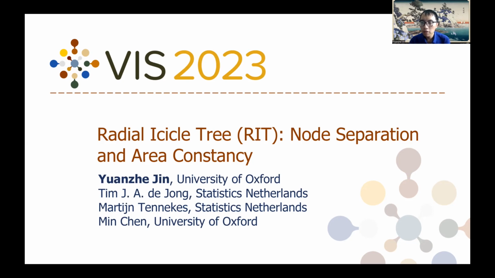Today, I'm pleased to give a presentation entitled Radial Icicle Tree, Node Separation and Area Consistency. It is a new visual representation that transforms the rectangular boundary box of an icicle tree into a circular sector while introducing gaps between nodes and maintaining area consistency for nodes of the same size.